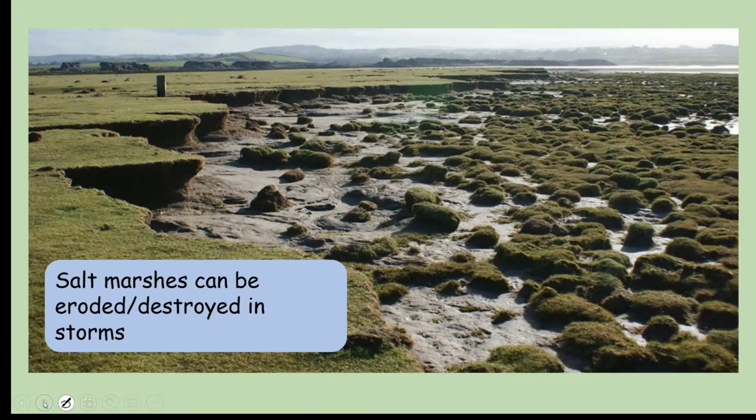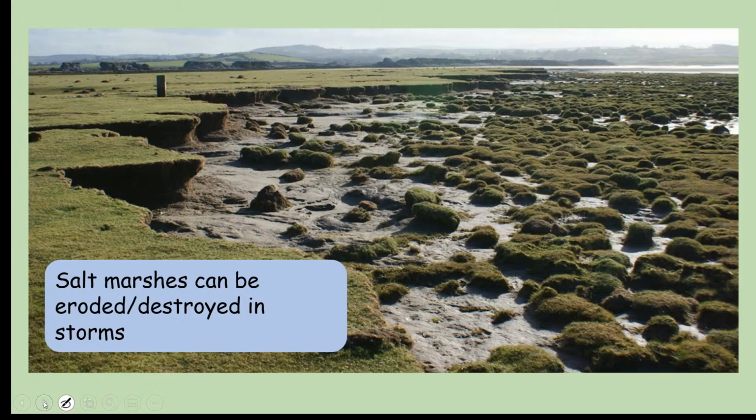One that I thought of was salt marshes could be eroded. At the coast, we sometimes find these areas called salt marshes, and they are natural habitats for lots of birds and other animals, and if they're destroyed, then lots of birds and other animals are going to lose their habitats. They're not going to have anywhere to live.